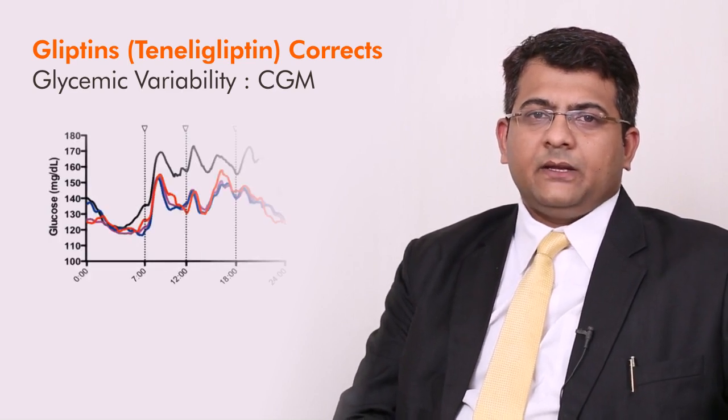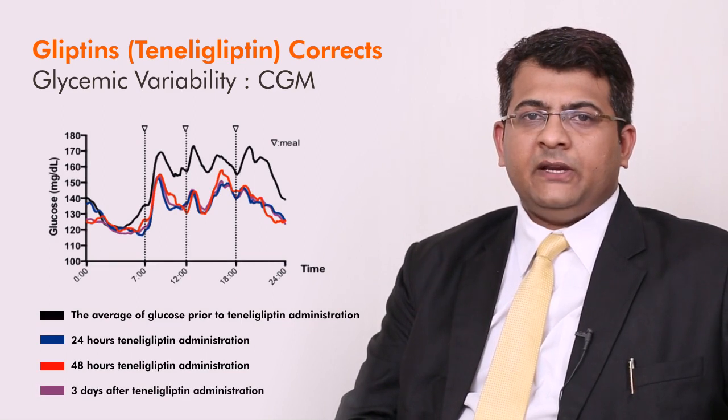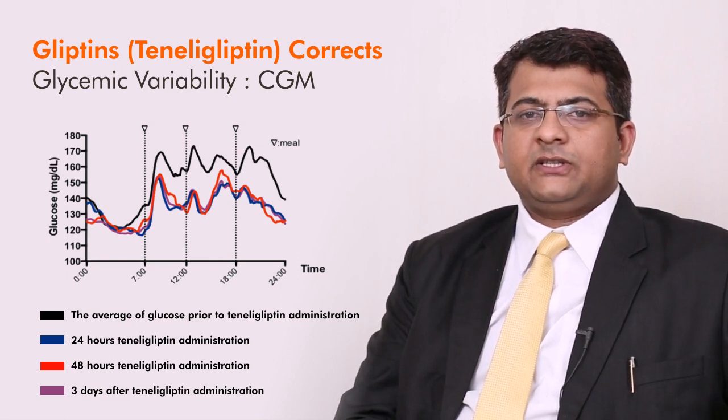The next dynamic property, the glycemic variability. Apart from the routine glycemic parameters of A1C, FPG and PPG, glycemic variability is also an emerging risk factor for the management or for the occurrence of cardiovascular diseases. In this particular study, the patients were put on insulin for the initial 3 days, and after 3 days they were given the teneligliptin. This is the CGM graph.